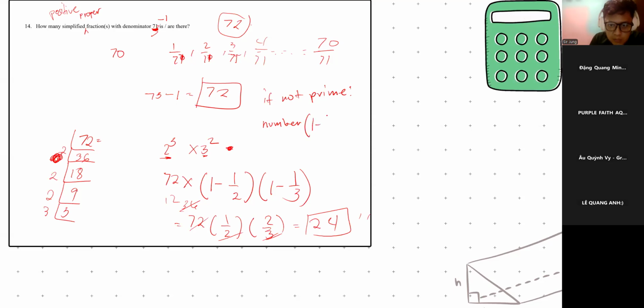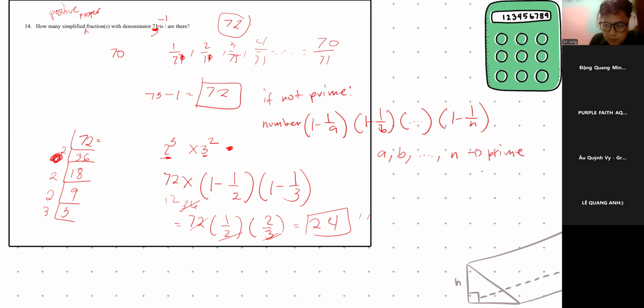number times 1 minus 1 over A times 1 minus 1 over B times 1 minus 1 over N, where A and B up until N are the prime factors. Okay, so that's how you solve for this kind of problem. Any questions?